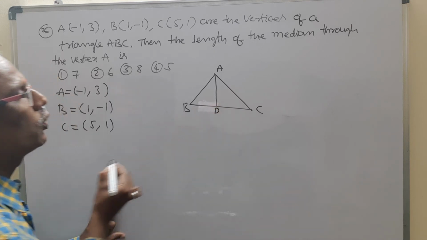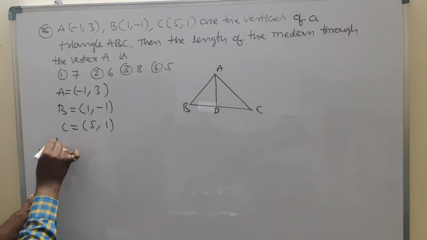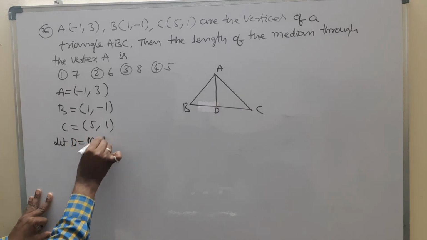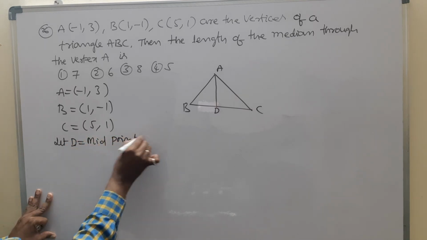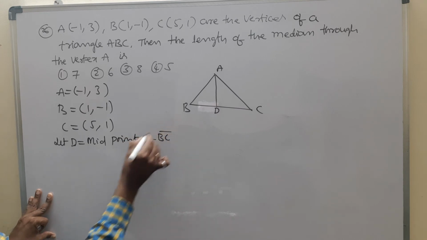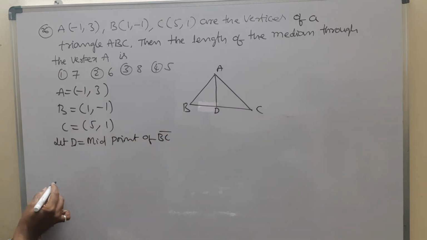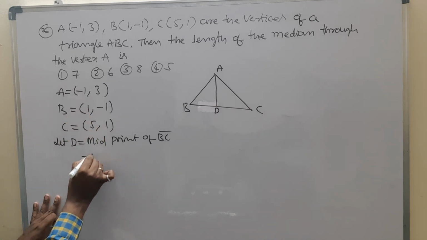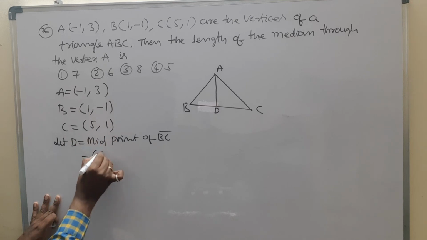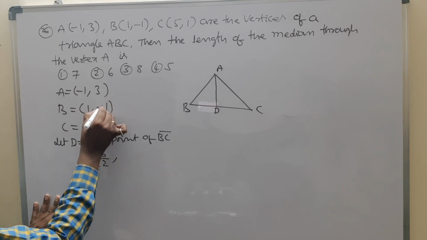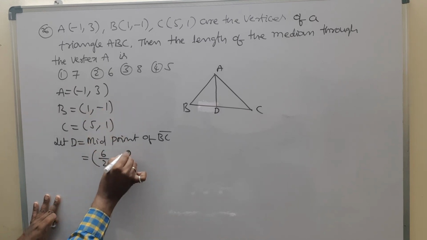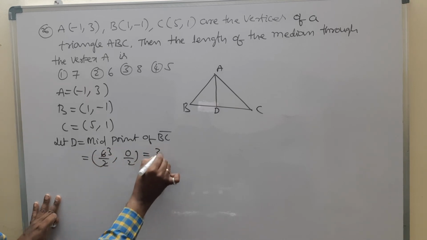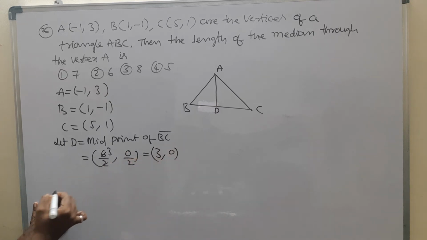Let D equal the midpoint of BC. If (x1, y1) and (x2, y2) are the vertices B and C, the midpoint is ((x1 plus x2) by 2, (y1 plus y2) by 2). Here 1 plus 5 is 6, 6 by 2 is 3. -1 plus 1 is 0, 0 by 2 is 0. So D is (3, 0). 0 by any number is 0.